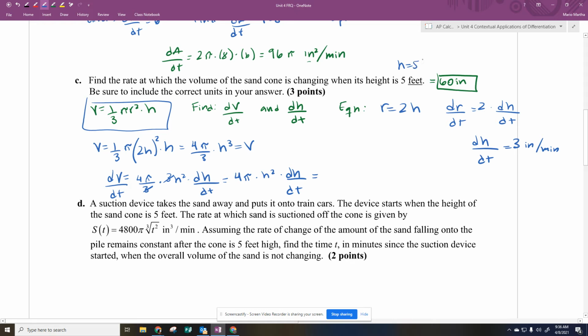Now we start doing our substitution. Remember, they told us the height is equal to 5 feet, but this is feet, not inches. That's why it's important to convert it back into inches, because our units are inches. It says right there, correct units. So 4 pi times 60 squared times dh/dt, which is positive 3. That gives us a total of 43,200 cubic inches per minute.